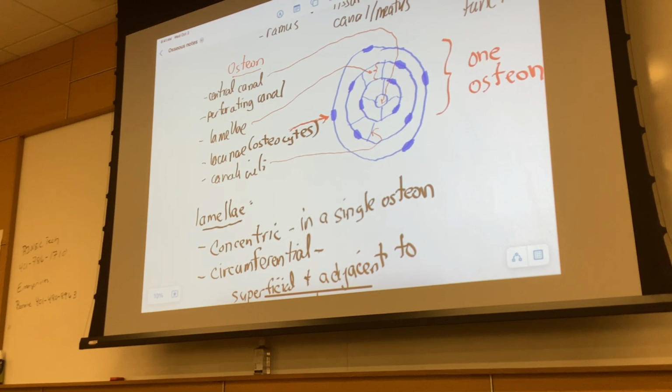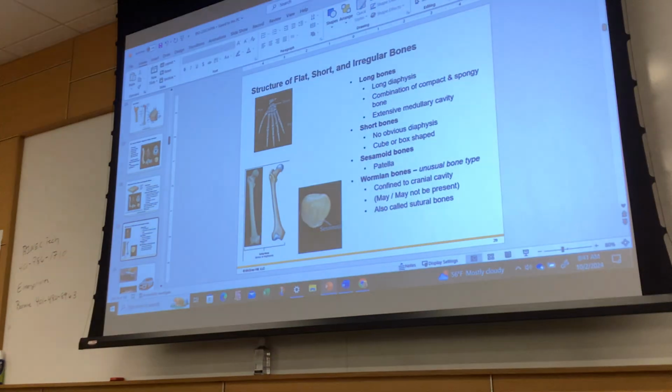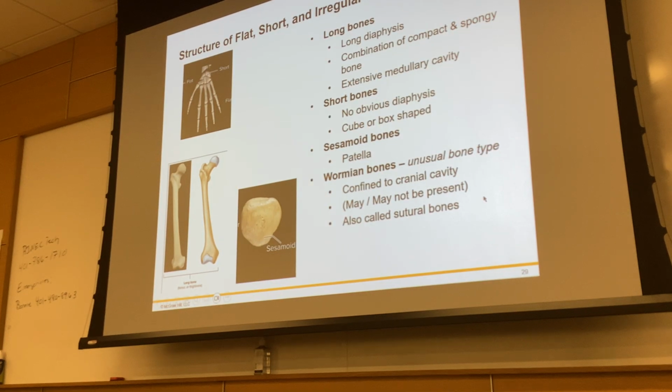All right. So let me see if this will switch. I mentioned a minute ago different types of bones, and we ended up talking about different bone shapes. And here's a couple of the shapes that we ended with.